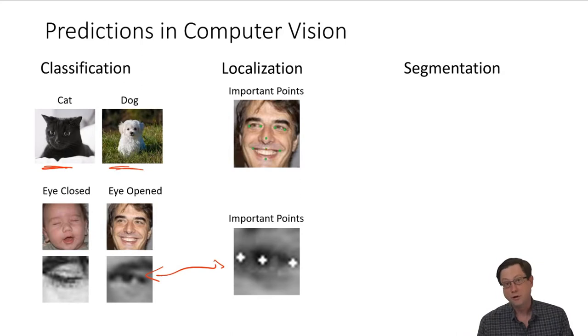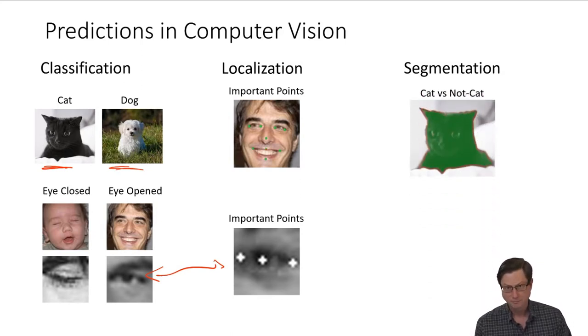Now, the third type of prediction in computer vision is segmentation. Here you want to look at an image and say, among all the pixels in this image, which pixels belong to a cat? Or conversely, which pixels belong to a non-cat? It's like looking at my outline here. To some sense, the green screening software is doing segmentation on me. It's looking at the video feed and saying, where is human, where is not human? Or where is foreground versus the green background that I need to remove?